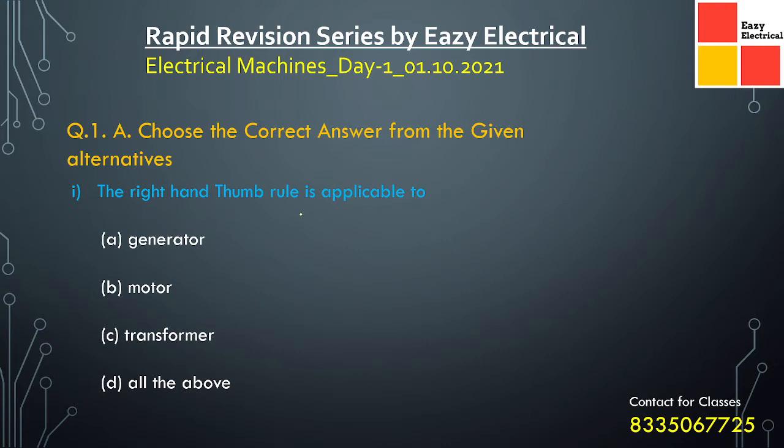First we take up the first question today, that is the right hand thumb rule. Right hand thumb rule is applicable to what? DC generator, DC motor, transformer, or all of the above. What we know is that the right hand thumb rule is applicable for the generator. The generator principle or generator rule is also said to be the right hand thumb rule.